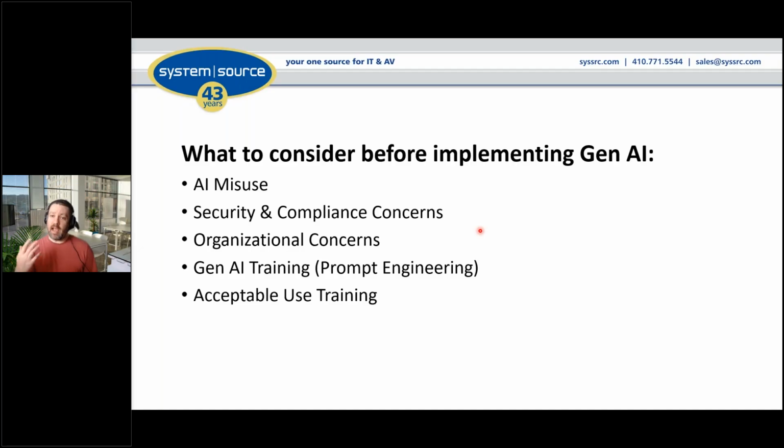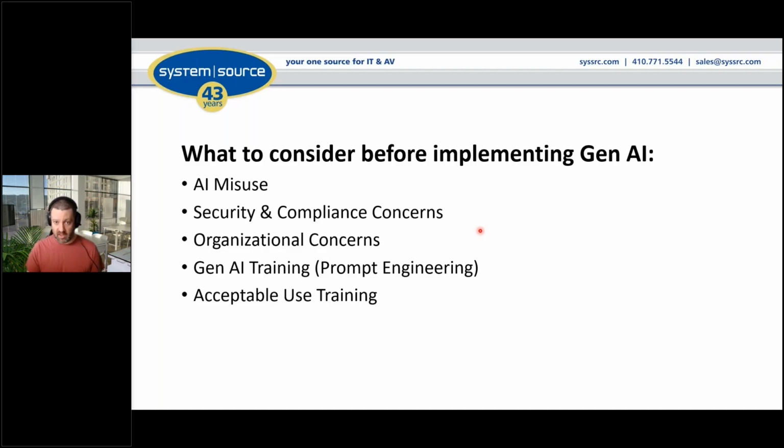Now, some things that I would do before implementing a general AI policy across my organization is, one, I would consider Gen AI training. Yes, there is training for this. I understand that the purpose of a Gen AI system is to be easy to interact with, but that doesn't mean that there isn't still benefit to learning about Gen AI systems, what they can do, what they can't do, and how to better interact with them.